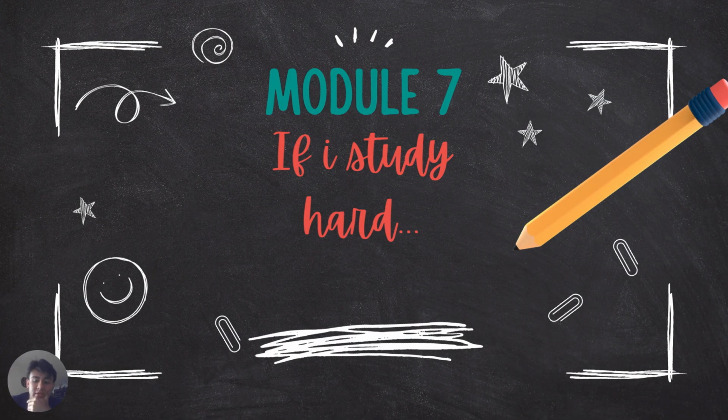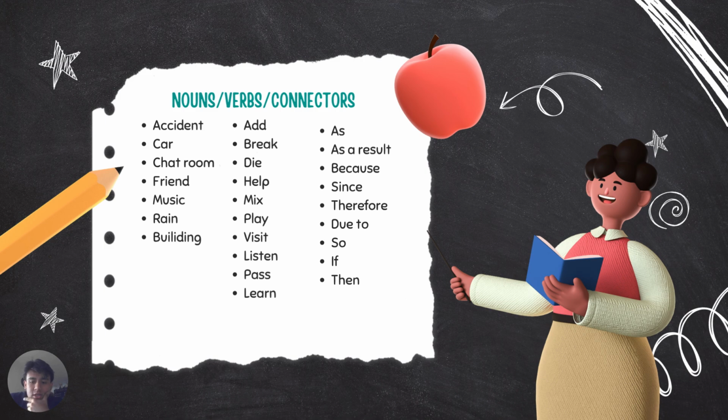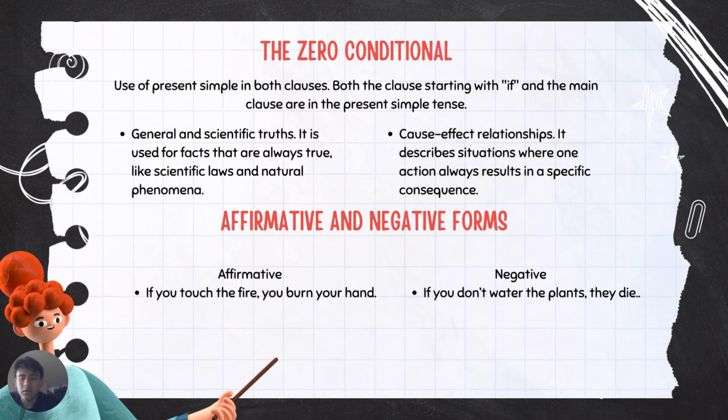So in Module 7, we study the zero conditional. We use it for general facts or scientific truths. The structure is simple: if plus present simple, then present simple. An example is, if you touch the fire, you burn your hand. This is the affirmative form. The negative form: if you don't water the plants, they die.